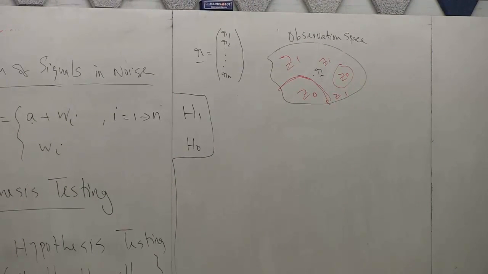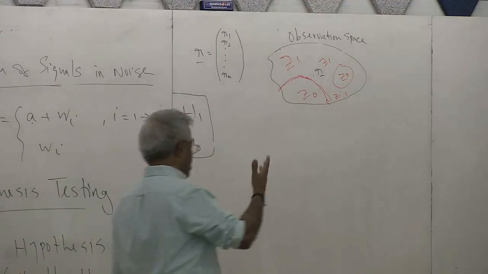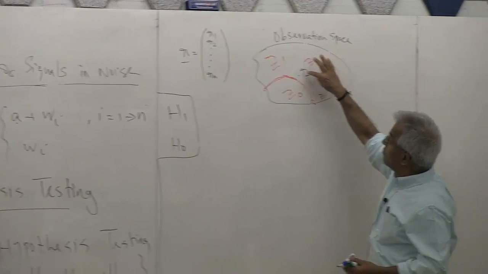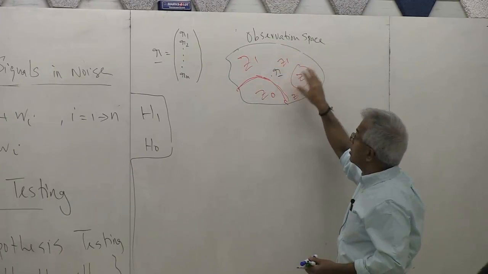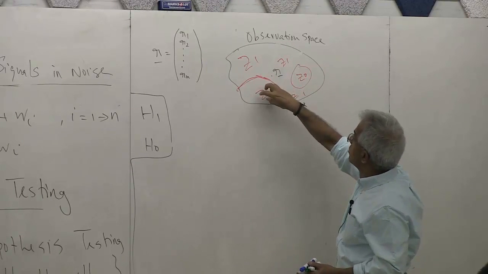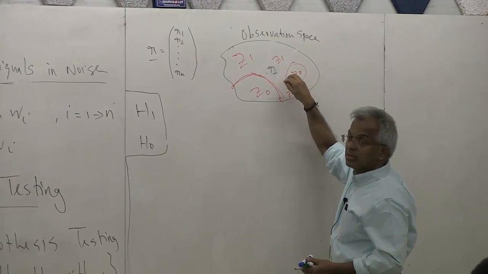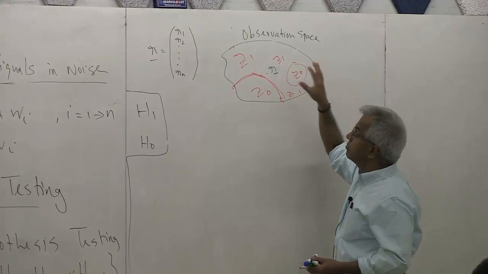How do we partition the observation space into either 2 regions or M regions optimally? So what do I mean by optimally? The partition should be such that when hypothesis 1 is true, we want this R to fall in this region. When hypothesis 0 is true, we want the R to fall here. So that's the way we need to do this partition.